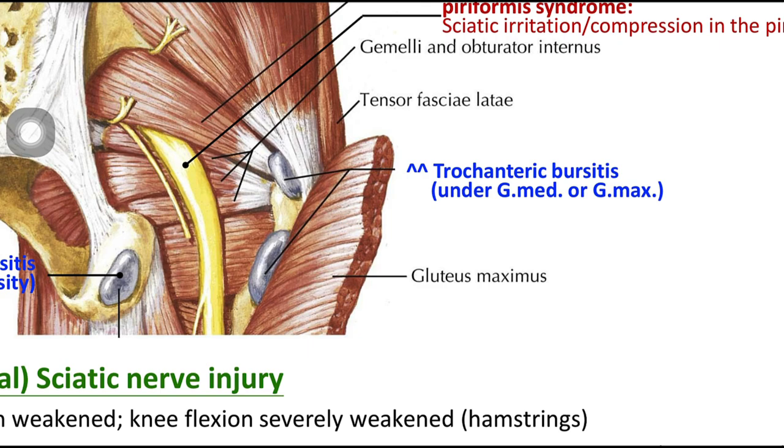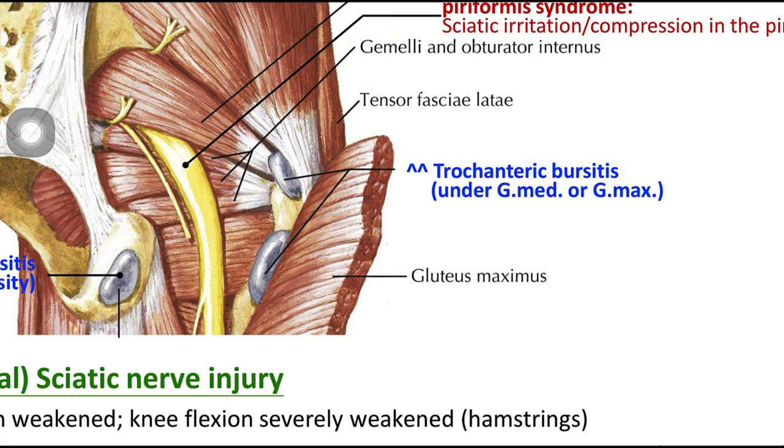So for the shoulder, we have several bursae related to the acromion. Here we have the same. Now this one is nearby the trochanter, so that's why we have the trochanteric bursa, under the gluteus maximus or the gluteus medius. So these can also get inflamed.